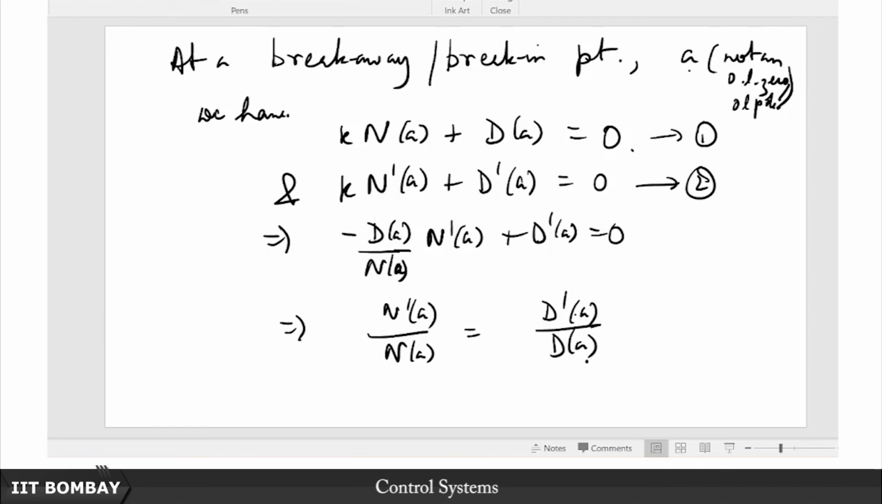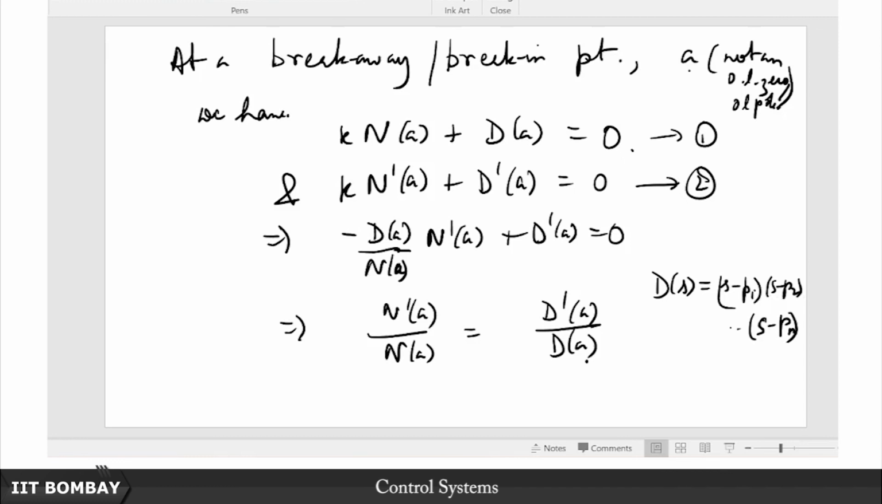Now notice something. After all, what is this D(s)? There are different ways of writing this denominator polynomial. This D(s) is something like (s minus p1)(s minus p2) and so on till (s minus pn). These are not necessarily all distinct, so p1 and p2 can be the same. We are just opening it up.